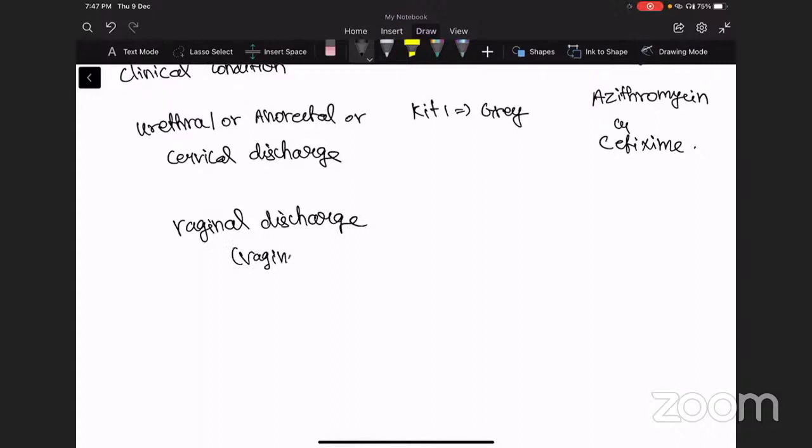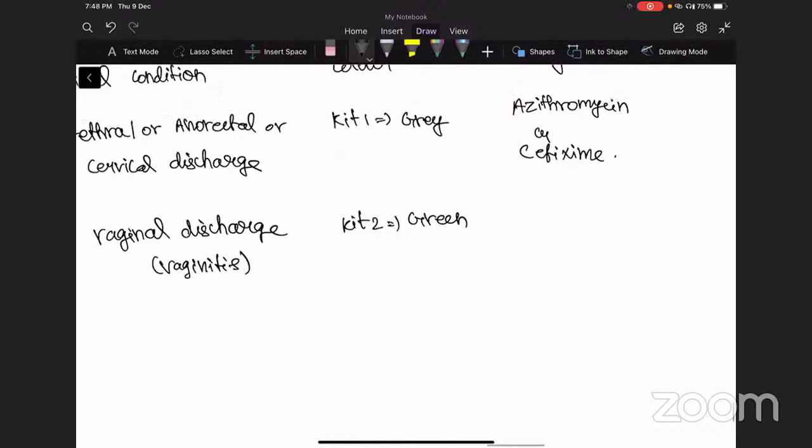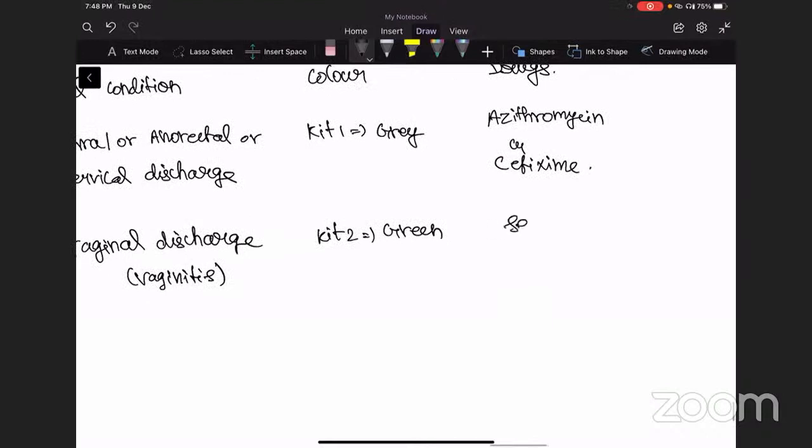If there is complaint of vaginal discharge or vaginitis, kit 2 should be given and the kit 2 color is green. The drugs included are secnidazole and fluconazole.